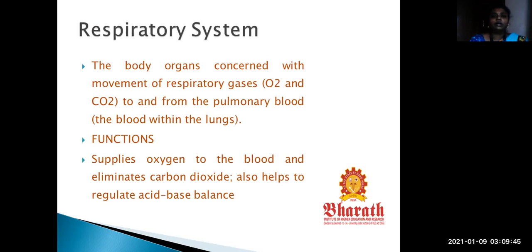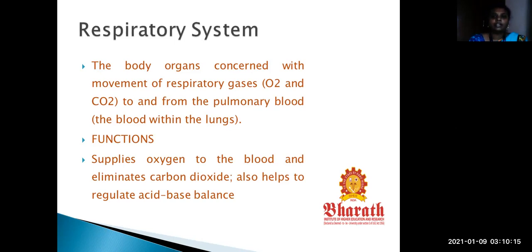So it is the movement of oxygen and carbon dioxide, how it goes from the lungs to other parts of our body, how the gases get purified, and how they are circulated throughout our body. So this is the respiratory system, and its main function is to supply oxygen to the blood and also eliminate carbon dioxide, and it also helps to maintain the acid base balance.